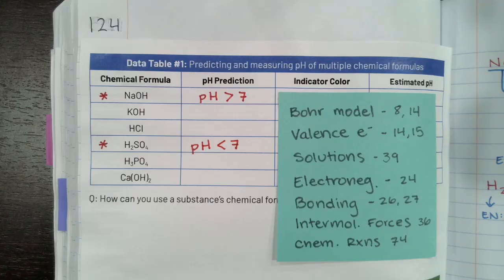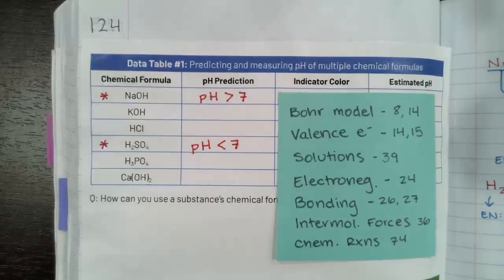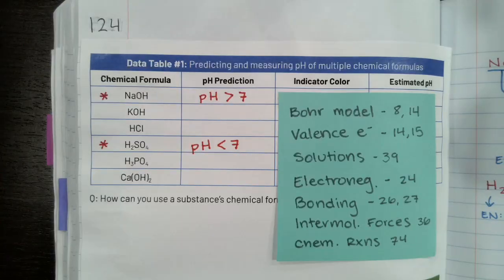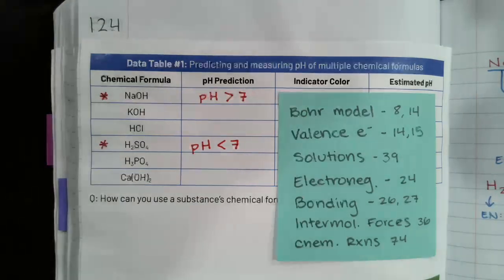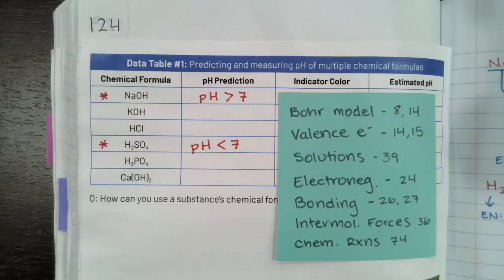Talk to your table, decide which one you want to pick. Once you pick one, I want you to take 2 minutes by yourself and get started on this problem. If you don't know how to start, just start by writing the atoms.